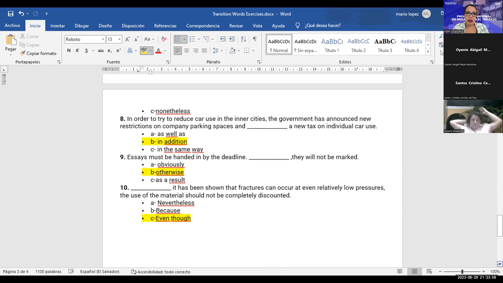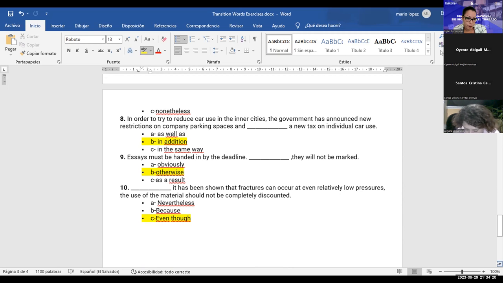Number nine: the assignments must be handed in by the deadline. Otherwise, they will not be marked. That's correct. Number nine, otherwise.